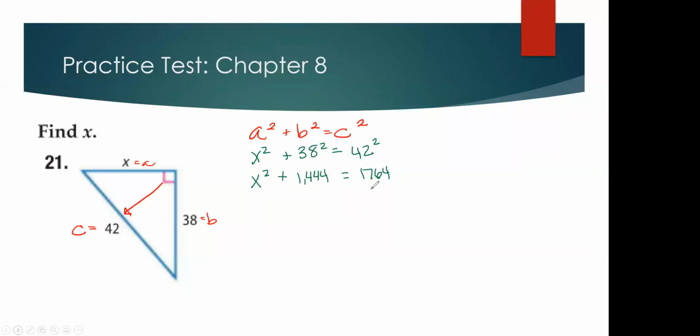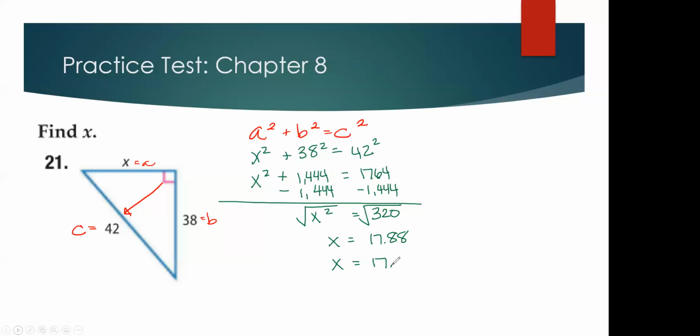So then we've got an equation here. So I'm going to subtract 1,444 from both sides. And I end up with x squared is equal to 320. And then we would take the square root of both sides, and you end up with the decimal 17.88. So if we round this to the nearest tenth, it'd be 17 and 9/10. Okay? And that would be our final answer there.